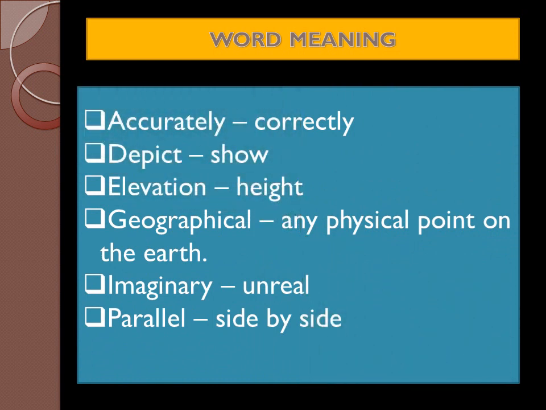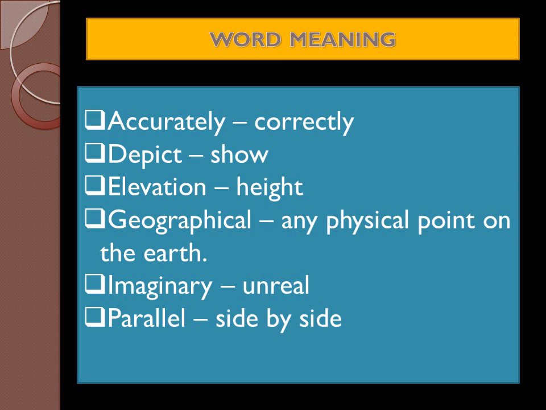Now we have some word meanings. Here we have the first word, accurately. Accurately means correctly, sahi, bilkul sahi. Next is depict. The meaning of depict is show, dikhana, darshana. Next is elevation. The meaning of elevation is height, ऊंचाई.